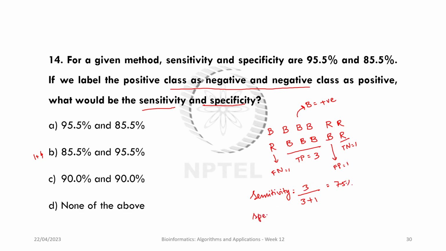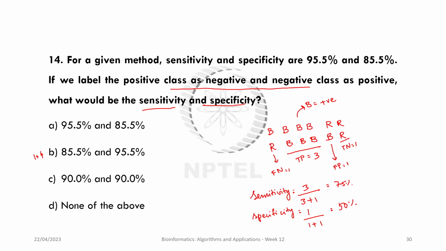and specificity will be the number of true negatives. Two negatives, so it will be 1 divided by 1 plus false positive, correct? 1, which will be 0.5.